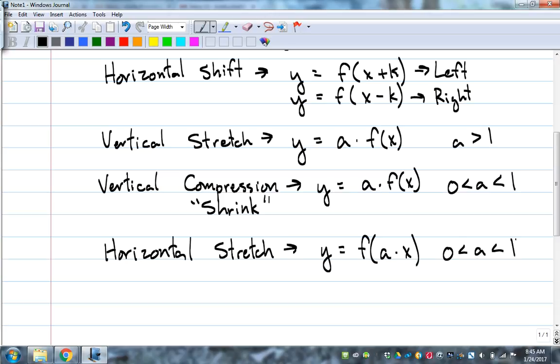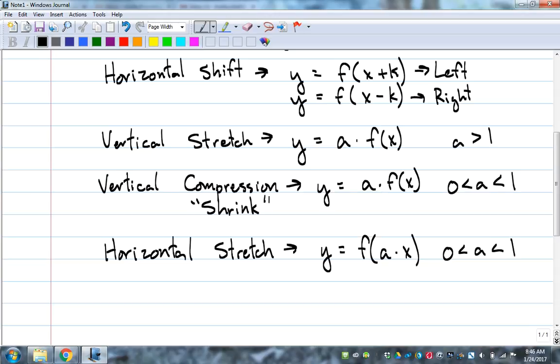That's happening on the inside, and remember the inside is the opposite. So when you multiply by a small fraction on the inside, it's going to horizontally stretch it. If it's a small number on the outside, it's a vertical compression, shrink. On the inside, it's the opposite. So if you'll get that in your head, that it's the opposite on the inside, it makes a little bit more sense there.